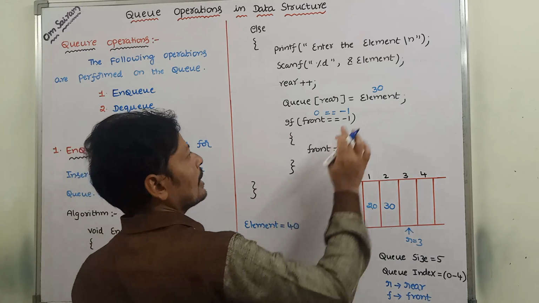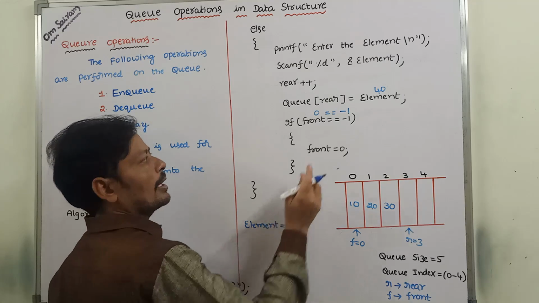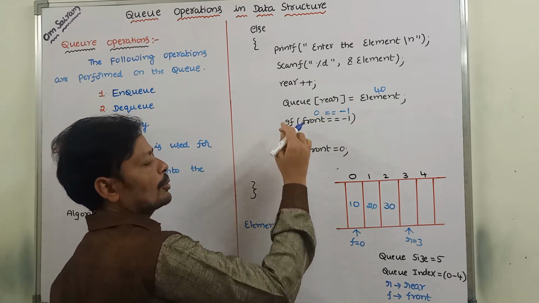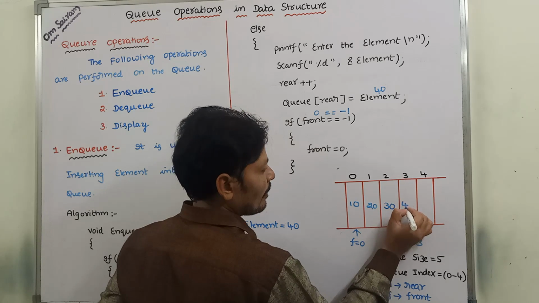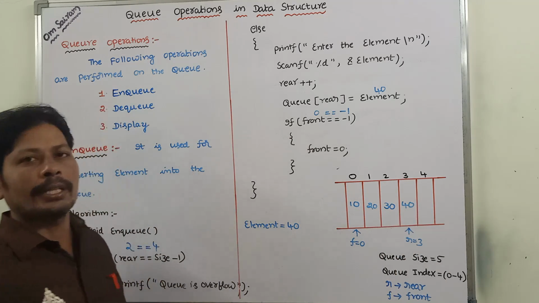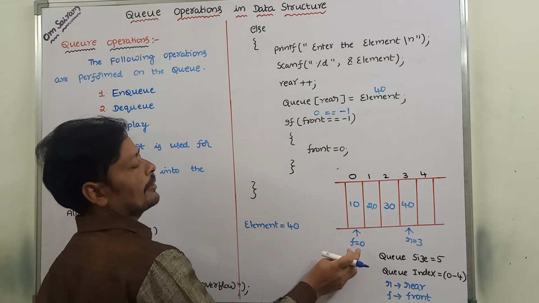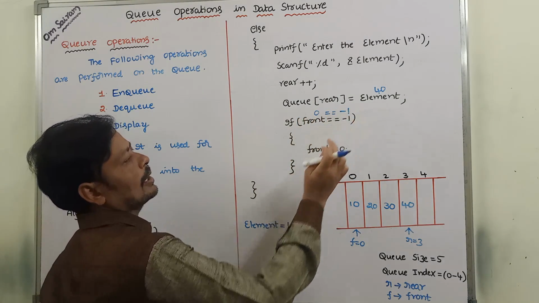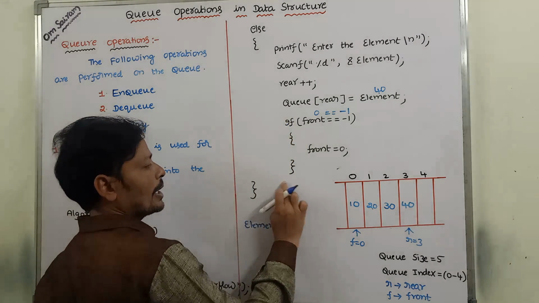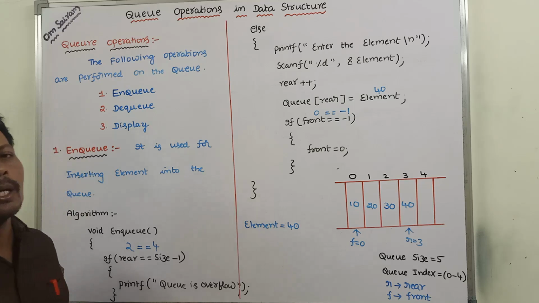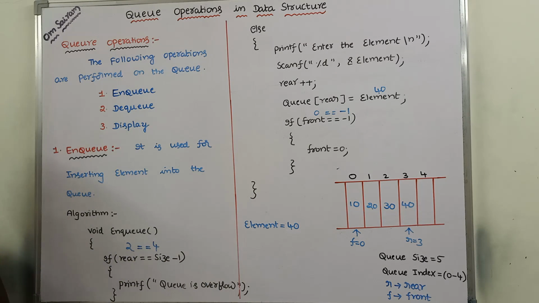Next one, whatever element we read from the keyboard, that is 40. 40 can be assigned to the queue of rear. Rear pointer pointing to index 3. In that one, we are inserting element 40. Next one, if front equal to minus 1. Front value 0. 0 equal to minus 1, so that is false. Control goes to the next statement after the if block. There are no statements there. The enqueue operation is completed.